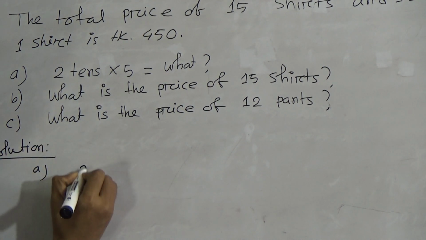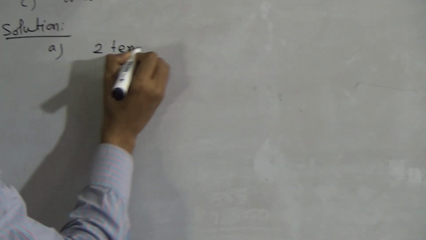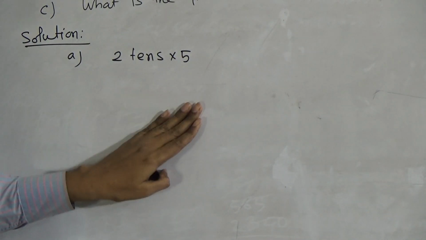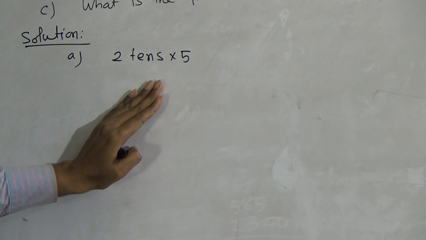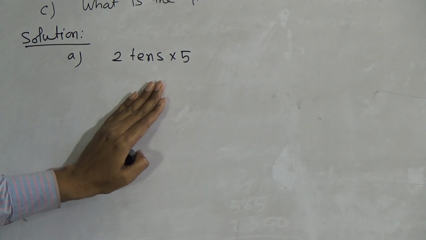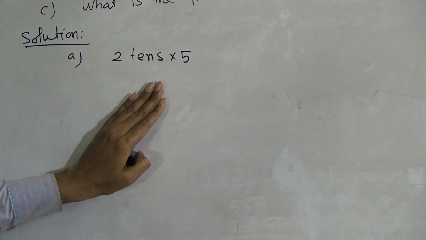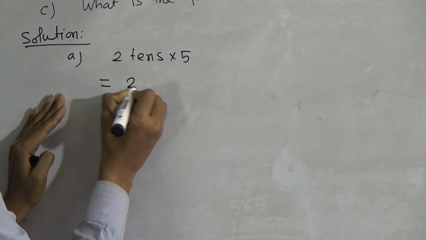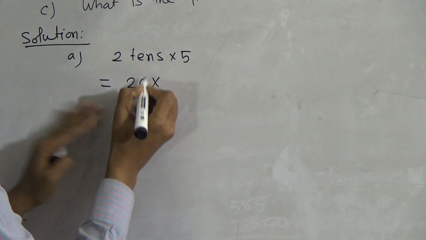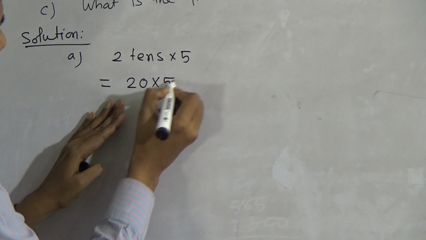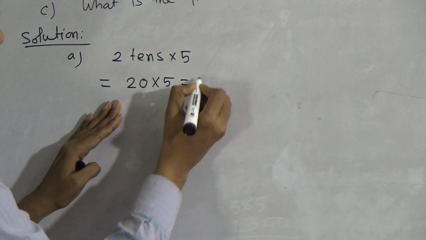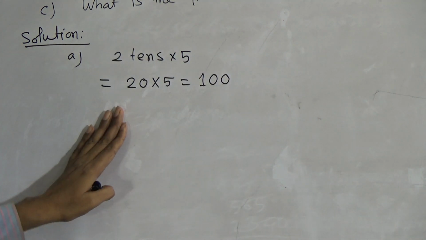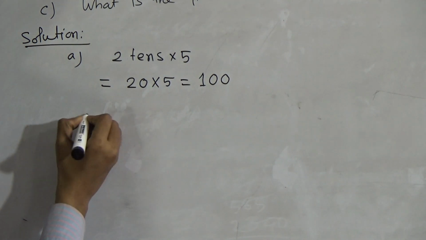Look, 2 tens into 5. We know that 1 ten equals 10. Okay, 1 ten equals what? 10. Therefore, 2 tens equal what? 2 tens equal 20. 20 times 5, multiply. Then you get what? 100. Okay, student? Now, write.